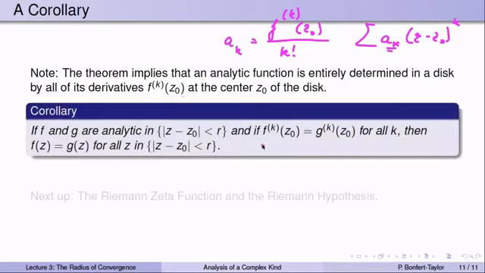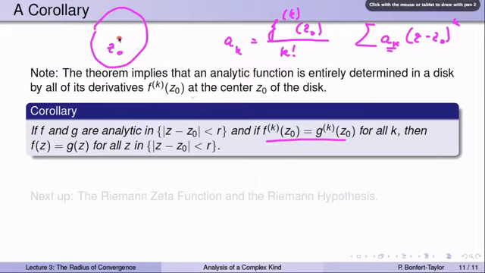The corollary of that observation is the following. Suppose you have two functions f and g that are both analytic in this disk of radius r centered at some point z0. And suppose you also know that all their derivatives agree at this one point z0. Then the two functions must actually agree by having the same derivatives at one point of all orders. Not just the same first derivatives, but the same derivatives of all orders. If all derivatives agree at z0, then no matter what z you plug in, the functions must agree there. So f and g are actually the exact same function. So that's quite a powerful theorem.